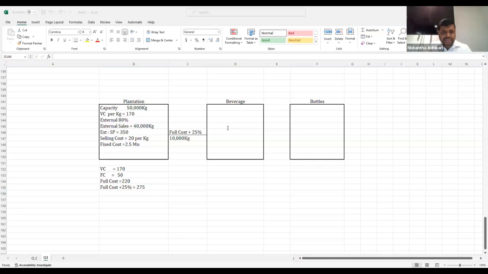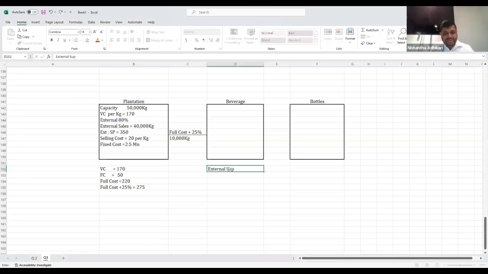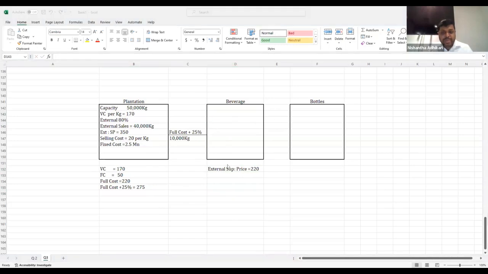Now, the beverage division has an option. They can purchase from an external supplier at 220. The external supplier price is 220. Now, in this consideration, if the beverage division decides to purchase externally, is it a benefit to the beverage division? Yes. Why will they get benefited? Right, current transfer price, how much?